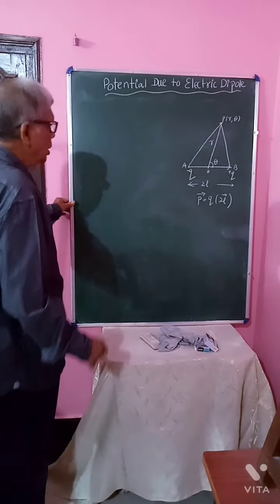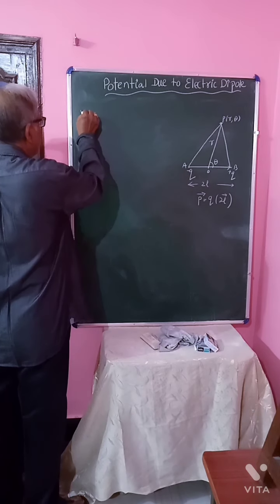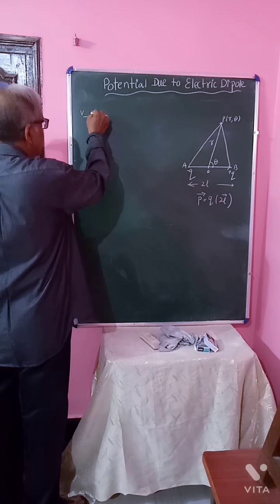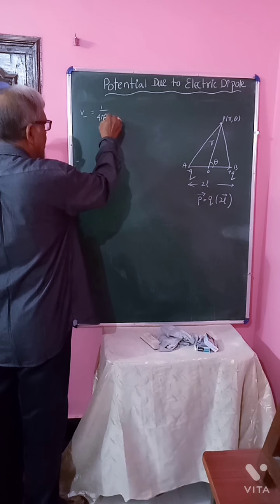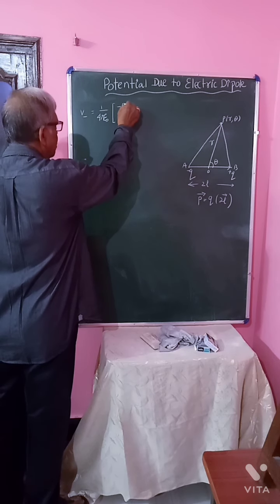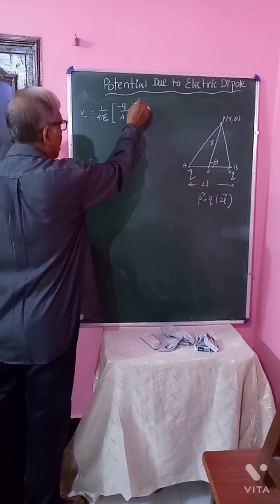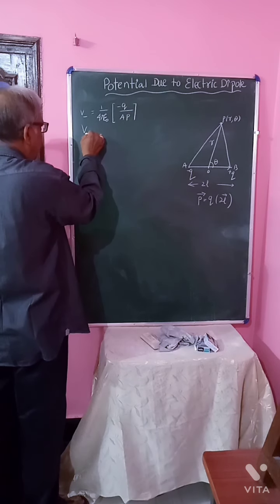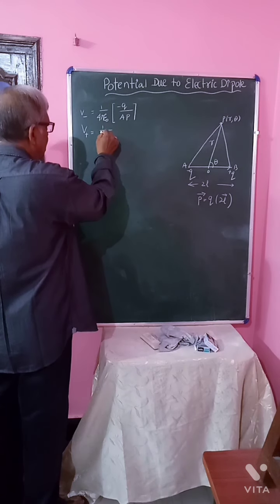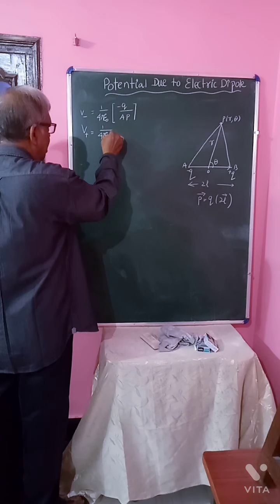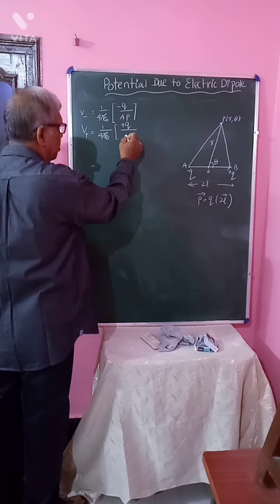Now, the potential at point P due to the charge minus q, V minus, is equal to 1 by 4 pi epsilon 0 times minus q by AP, and the potential at point P due to the positive charge plus q is 1 by 4 pi epsilon 0 times plus q by BP.